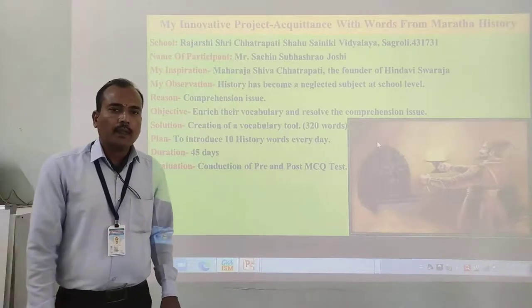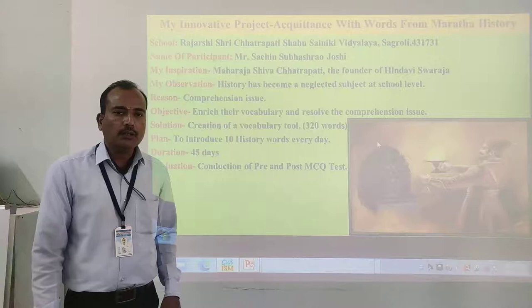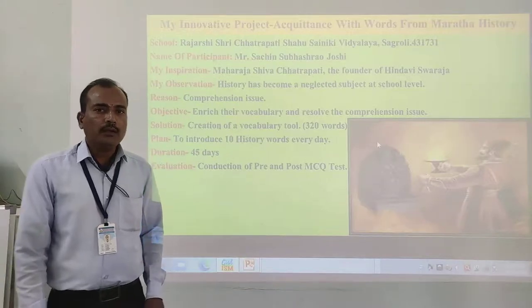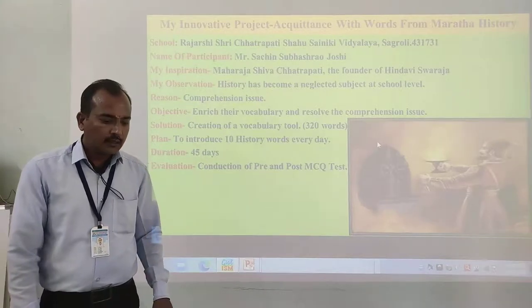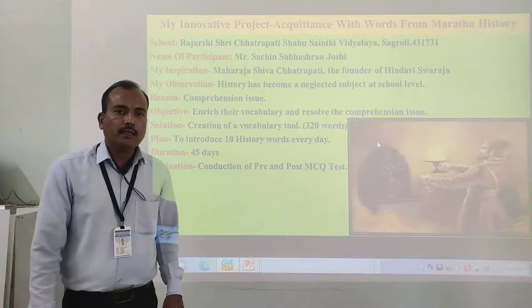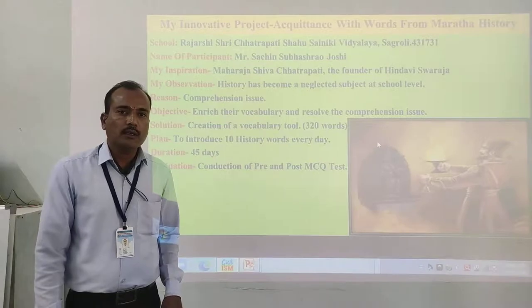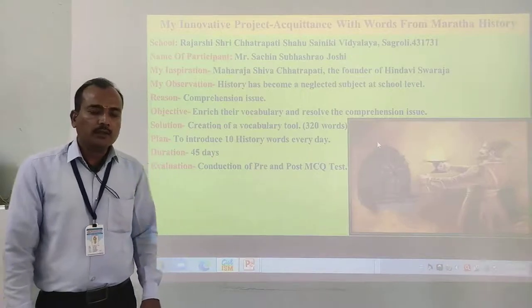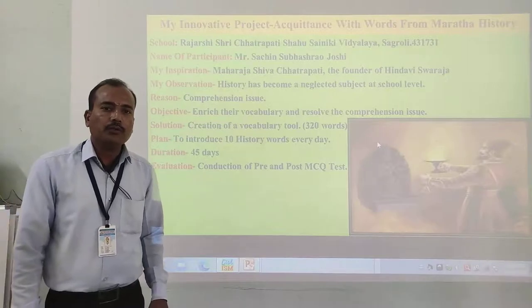So I discussed this issue with my friends and came to a conclusion that a tool should be made and the utility of the tool should be checked. For that, I have made a tool on an Excel sheet. The motive of this tool is to enrich the vocabulary of the students, the words they come across in the history subject, and also solve the comprehension issue.